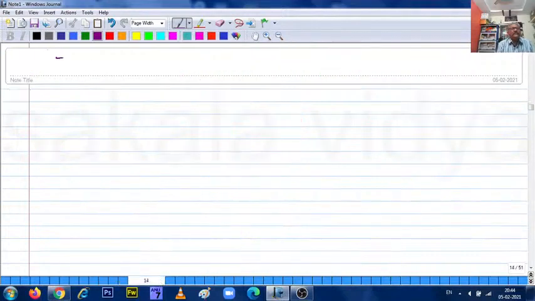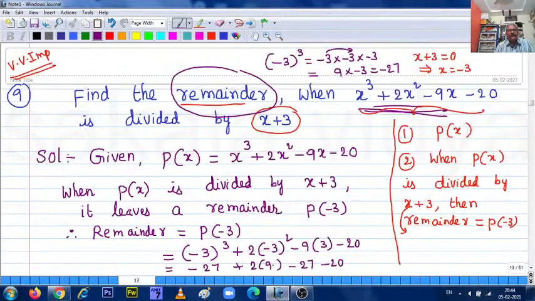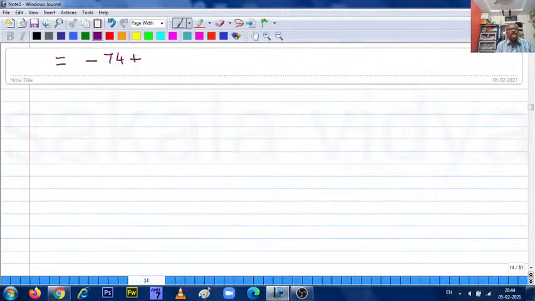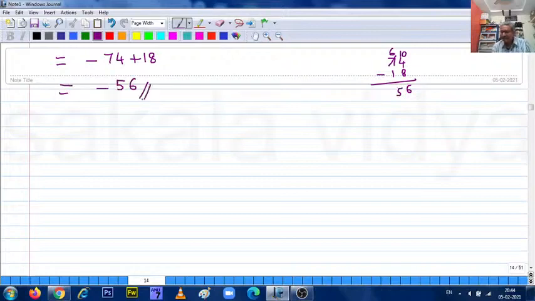So this equals minus 74, and go back, 2 into 9 is 18. So plus 18. From 74 subtract 18, put the negative sign. 74 minus 18: from 4 we cannot subtract 8, borrow 10, it becomes 14. 14 minus 8 is 6, 6 minus 1 is 5. So 56. This is negative 56. This is the answer.